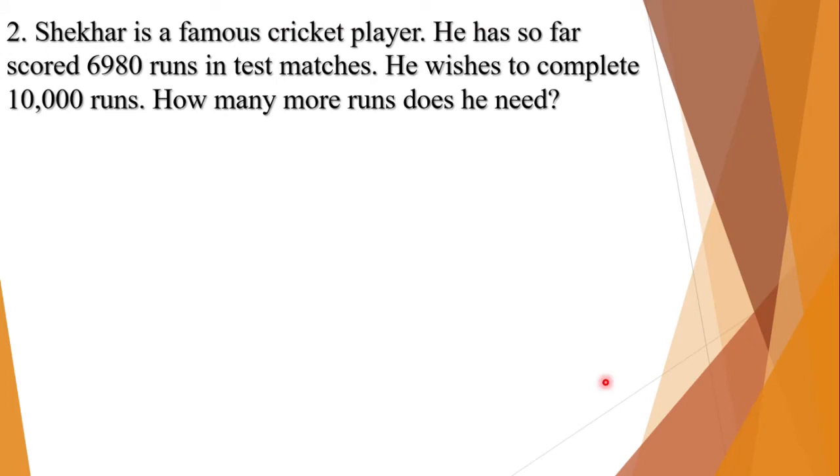Now in the second question, we have Shaker is a famous cricket player. Now there's a boy, Shaker. He's a famous cricket player and he has so far scored 6,980 runs in test matches. Right. Now there were test matches and he has so far scored 6,980 runs. These many runs he scored. And he actually wishes to score 10,000 runs. He scored 6,980 runs, but he wishes to score 10,000 runs.